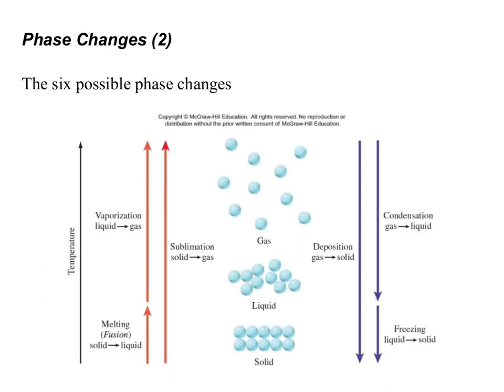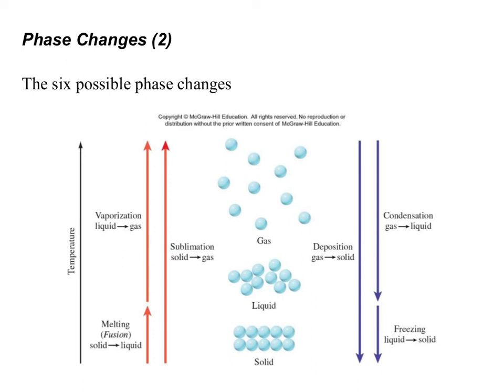There are 6 possible phase changes. Learn them all. We have melting or fusion, solid to liquid, vaporization, liquid to gas, and sublimation, solid to gas. We then have the opposites, deposition, gas to solid, condensation, gas to liquid, and freezing, liquid to solid. You need to learn these terms so that you are not caught off guard when someone starts talking about these phase changes.